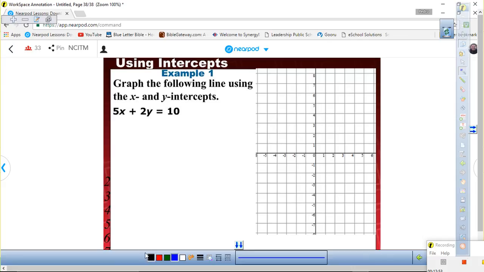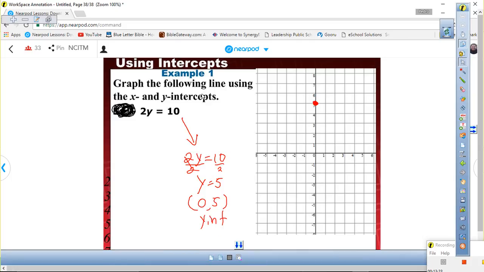Why is it called cover-up method? Because from where you're sitting, take your thumb, cover up the 5x. What do you guys see? 2y equals 10. Solve for the remaining variable. Divide by 2. Y equals 5. Guess what? That's my y-intercept. Coordinate is 0, 5. Y-intercept.